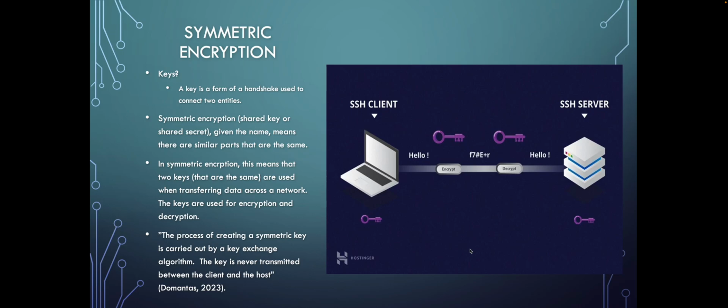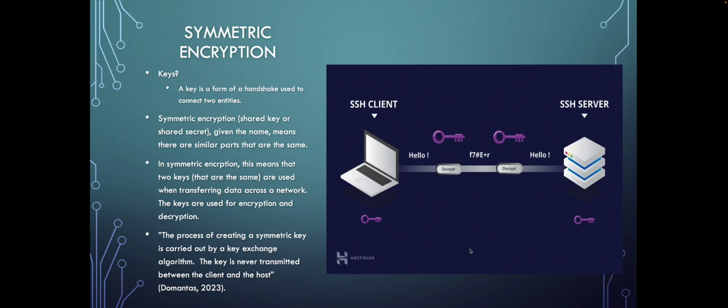The process of creating a symmetric key is carried out by a key exchange algorithm, which I'm going to talk about a little later. This key is never transmitted between the client and the host. Once the authentication method is determined between, let's say, this client and the server, that's where the handshake and communication happen to determine what keys are going to be used. Again, it's not shared by the client and the host, or of course any third party, and these keys are used to encrypt the entire communication.